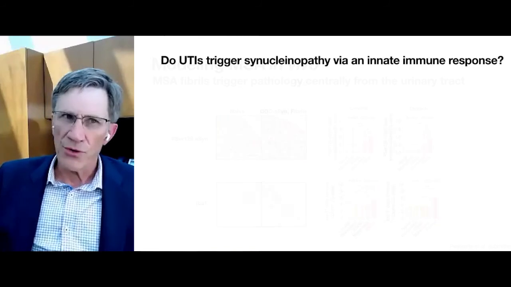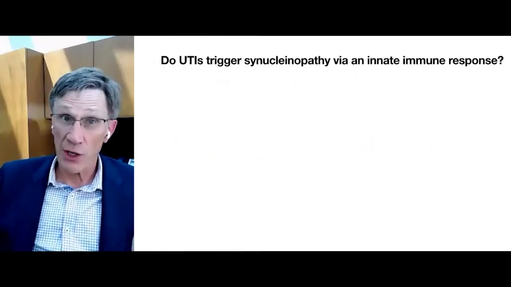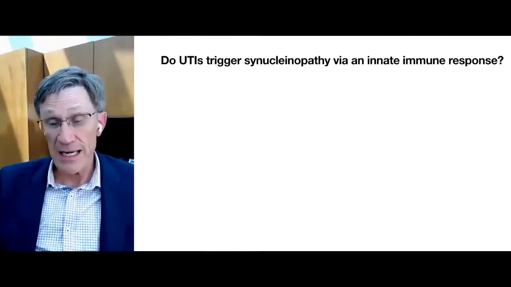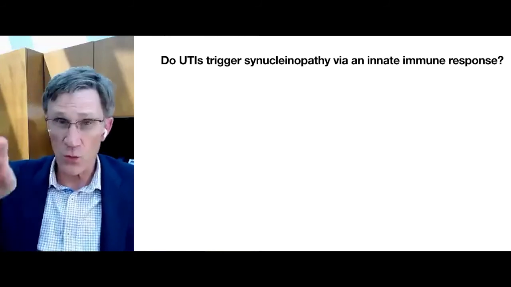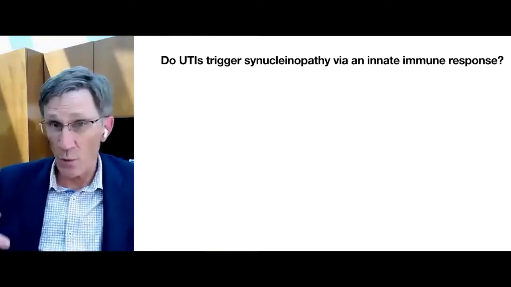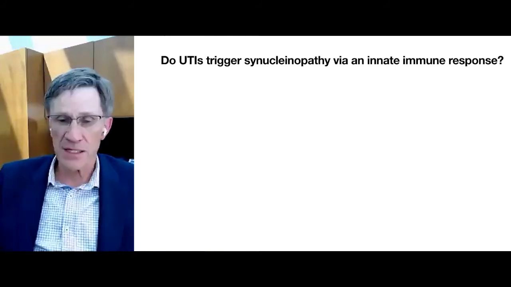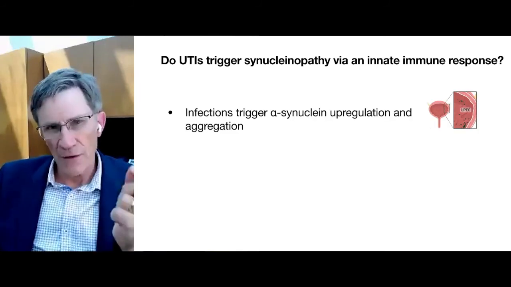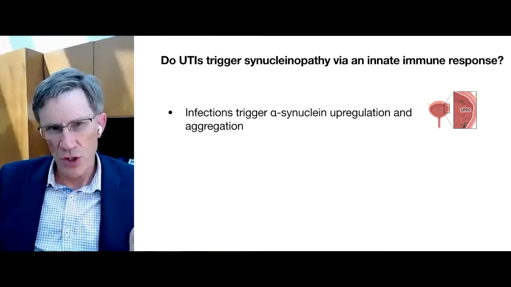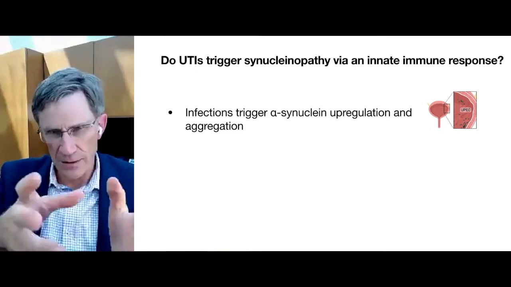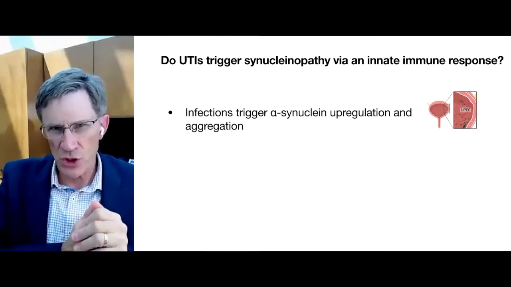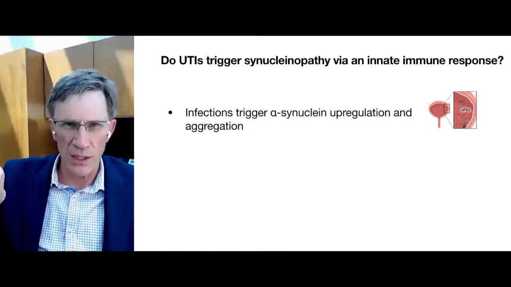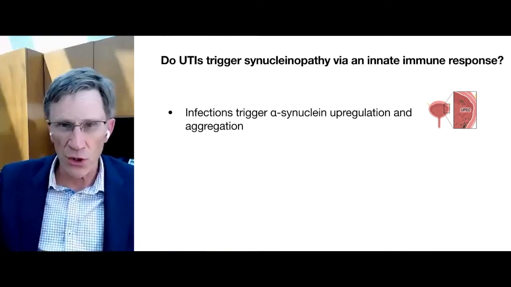So, do urinary tract infections trigger synucleinopathy, pathology with these synuclein aggregates? Via an innate immune response? That's a fancy word, but it's another way of saying via white blood cells in this case. Well, we know that the infections trigger alpha-synuclein upregulation and aggregation. That's the earlier experiments I showed you in the mice where we looked at the amount of synuclein we got and how it formed insoluble clumps.